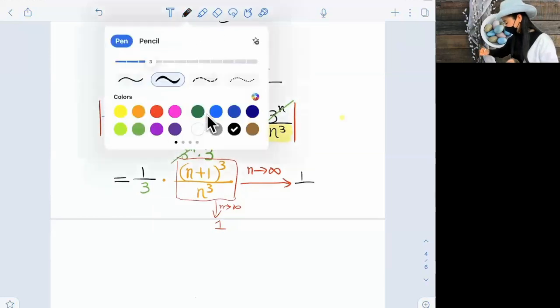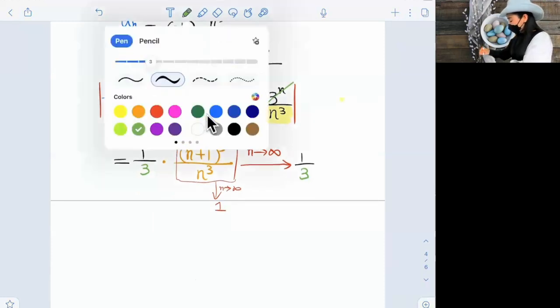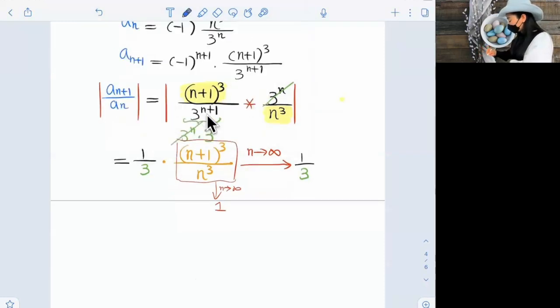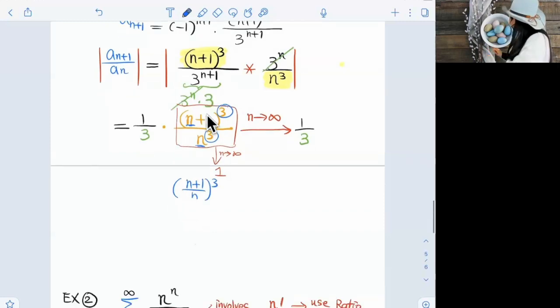It goes to 1/3. Some people ask, how do you know that n+1 over n goes to 1? Well, they have the same power. You see, this is n to the third power, and this is n to the third power. Another way to do that is to write it as (n+1)/n to the third power. Inside here goes to 1, and 1 to the third power is also 1. Good job.